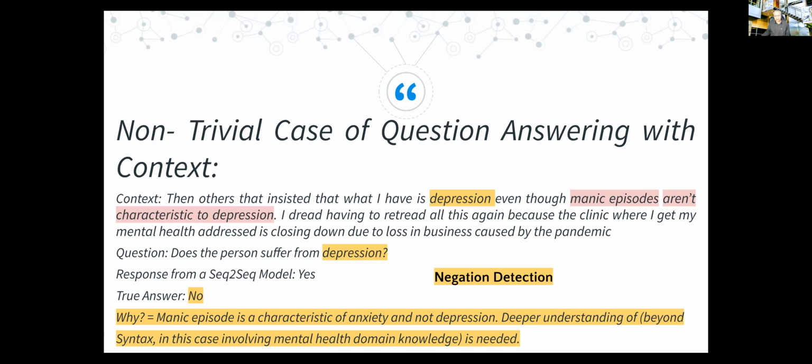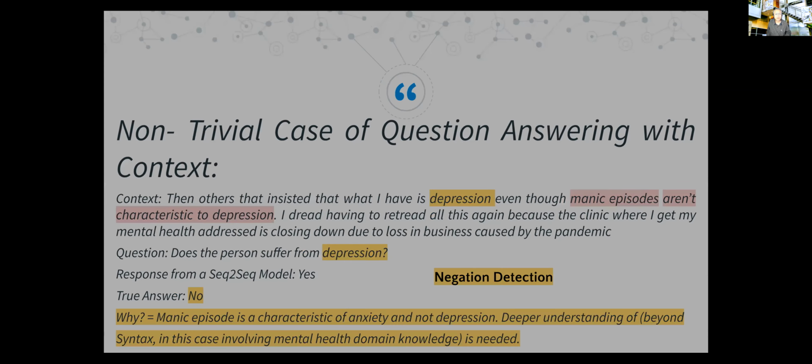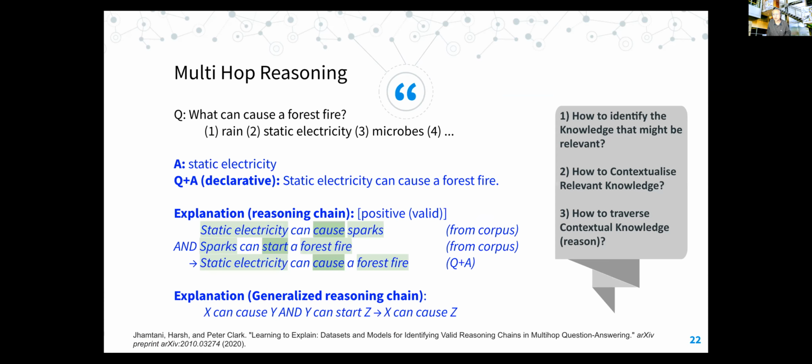And what you need to be able to do is to reason, as I've shown here, why a manic episode is a characteristic of anxiety and not depression, and the person talks about manic episodes, and so on and so forth. These kinds of things are necessary to be able to correctly answer this question, which your vanilla deep learning algorithm can't do. In some cases, you have to do multi-hop reasoning.